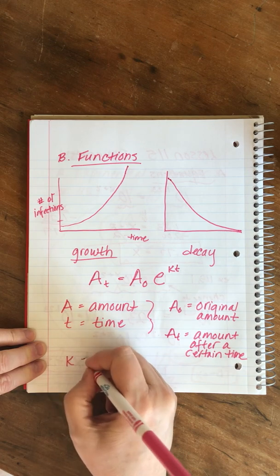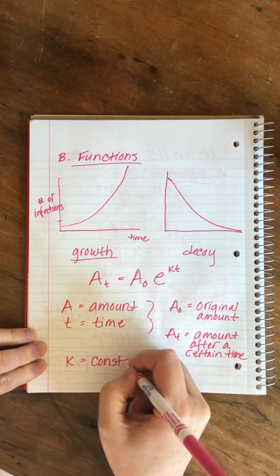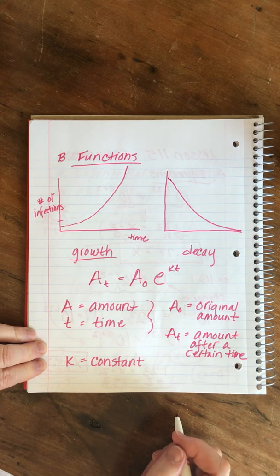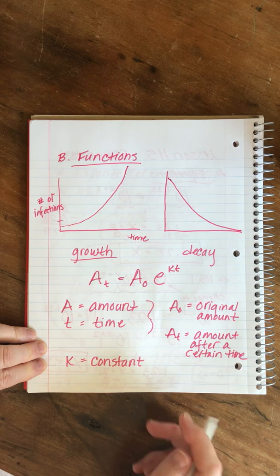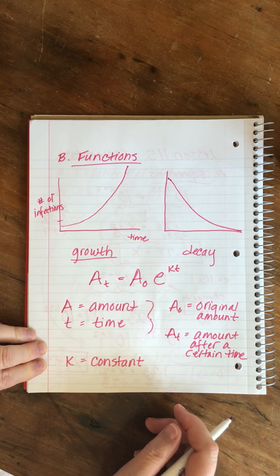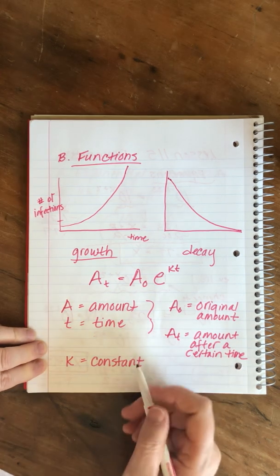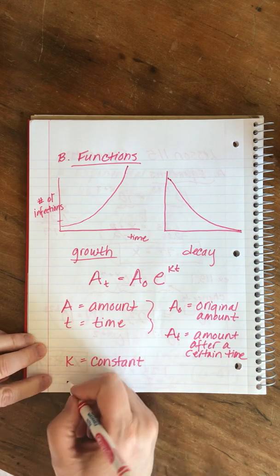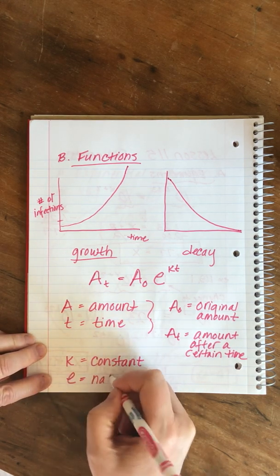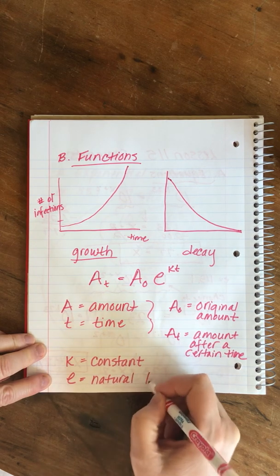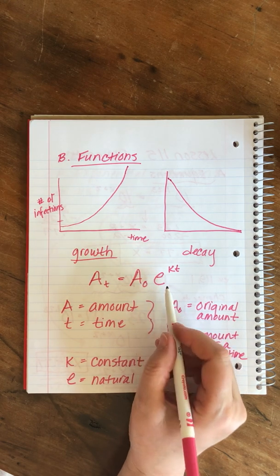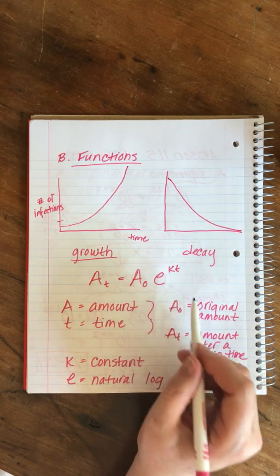K is a constant that we will be given, I think. We're gonna solve for K. We're not going to be given it. That's for Algebra 1ers. We're going to calculate it. And then e is the natural log. Okay? So this is a great example of how the natural log works in science.